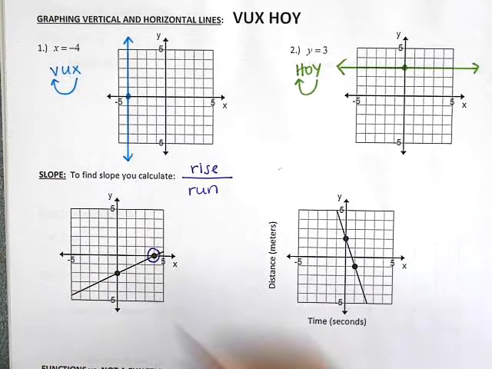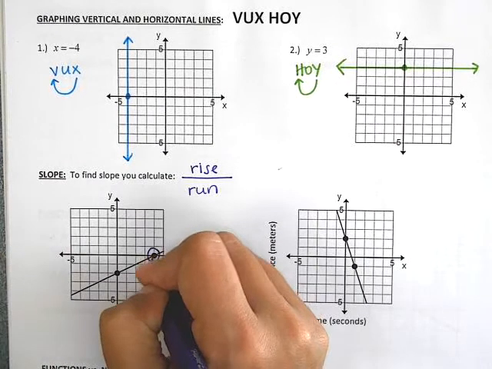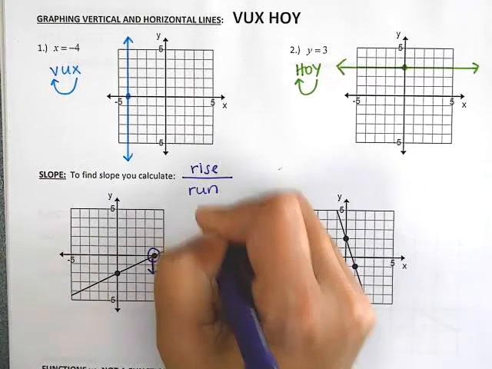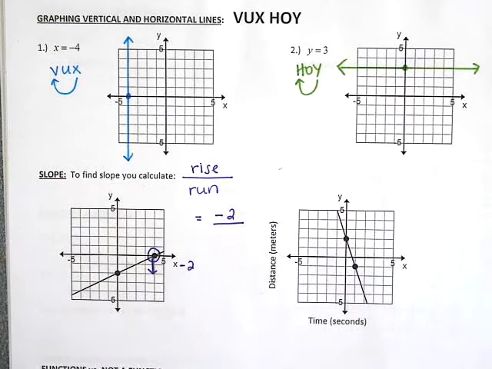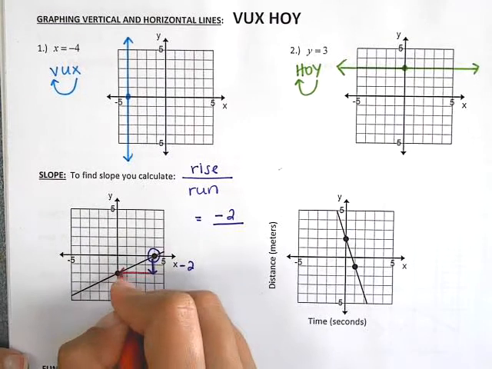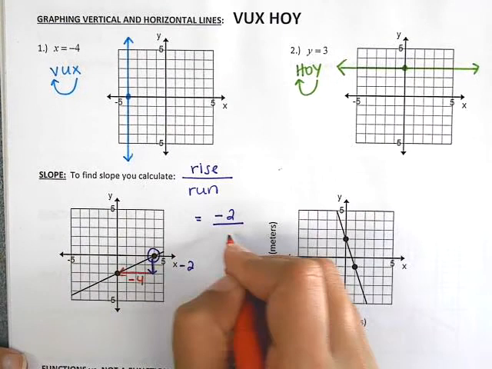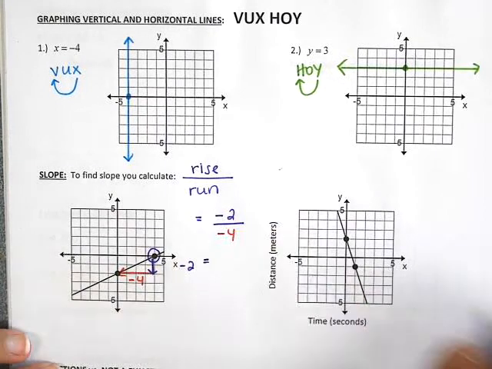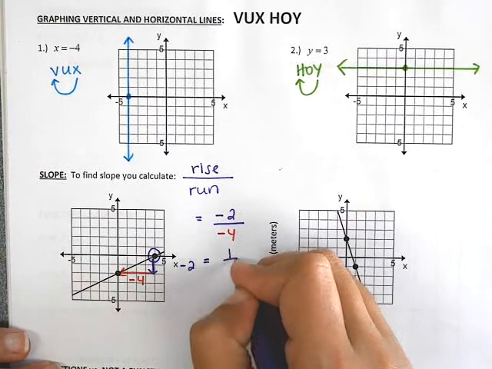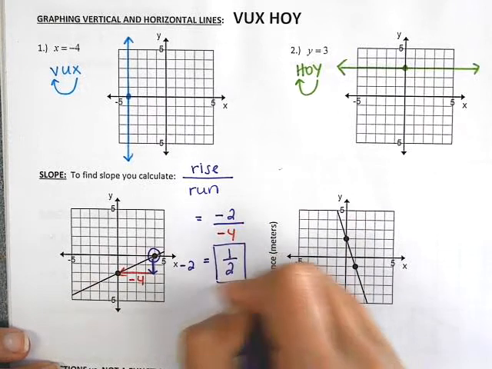To get to the other point, I would have to go down 2 spaces. So my rise would be -2. Then I would need to go left 4 spaces. So my run would be -4. Now -2 over 4 reduces to +1/2.